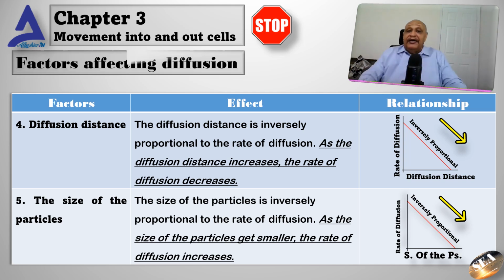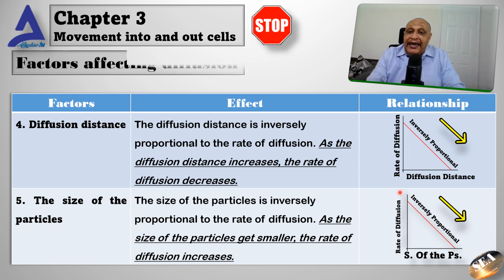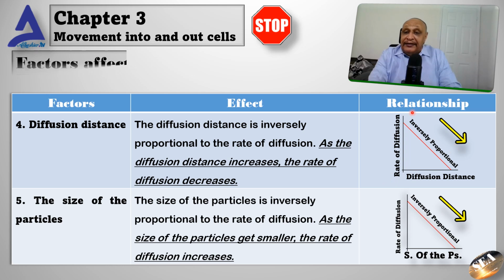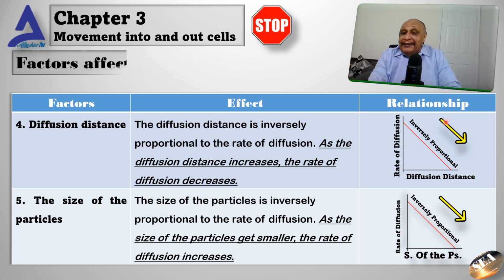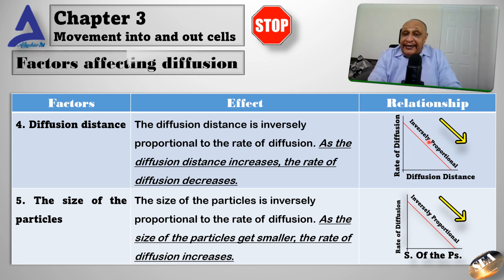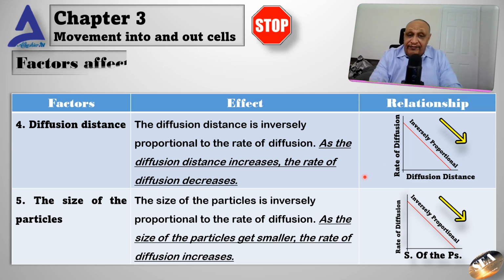Be careful about the shape of the plot, because this plot is different from the upper plots, and this is why it is in red color here. This is the rate of diffusion, this is the diffusion distance, and here it goes down. They are not going in the same direction. So if the rate of diffusion increases, the distance should decrease, and vice versa.